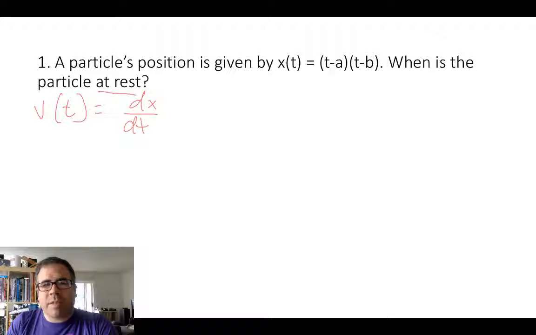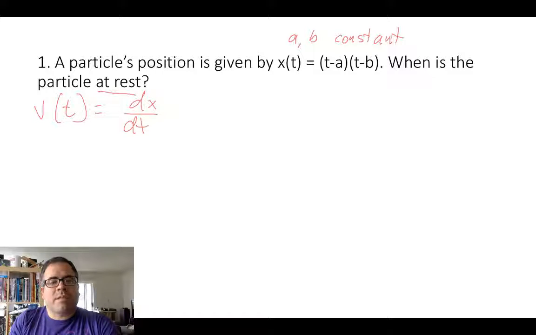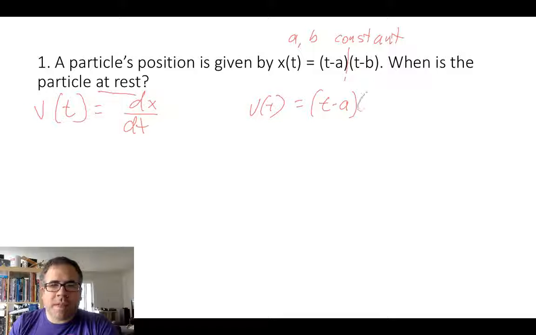Oh, and there was the part I forgot to mention that tripped a couple people up who actually addressed this problem: a and b are both constant. So we can treat them as numbers, just not numbers we know the identity of. So we're going to take the derivative. And so the velocity is equal to, this is a product rule problem, so it's the first times the derivative of the second, which is just 1, plus the second times the derivative of the first, which is also 1.